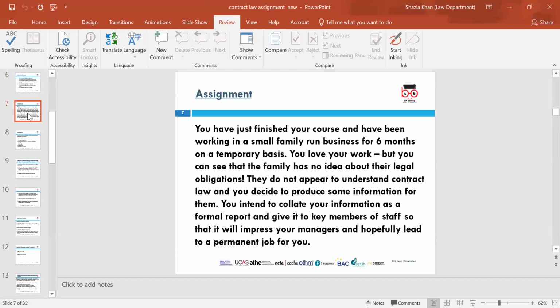Now going on to the assignment and what is expected of you when completing this assignment. So you have just finished your course and have been working in a small, family-run business for 6 months on a temporary basis. You love your work, but you can see that the family has no idea about their legal obligations. They do not appear to understand contract law, and you decide to produce some information for them. You intend to collate your information as a formal report and give it to the key members of the staff so that it will impress your managers and hopefully lead to a permanent job for you.